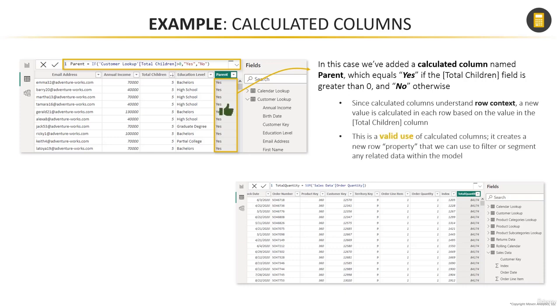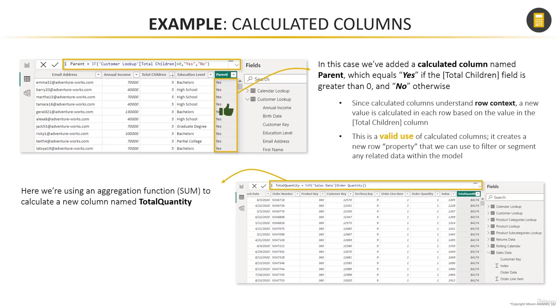So this is a valid use of calculated columns. It creates a new row property that we can now use to filter or segment any related data within the model. So we can grab that parent field, pull it into a visual, and break down our numerical metrics or values to compare data for parents versus non-parents.